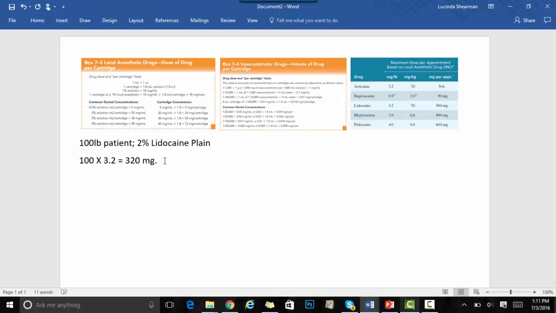To convert that to carpules, we see in box 7.3 that each carpule of 2% lidocaine contains 36 milligrams of drug. So by dividing 320 by 36, we get 8.88 cartridges. So that means that this patient can have a little bit over 8 3/4 cartridges of lidocaine.